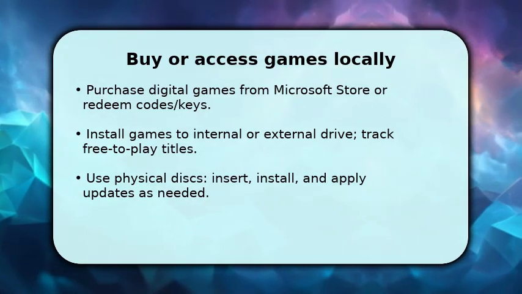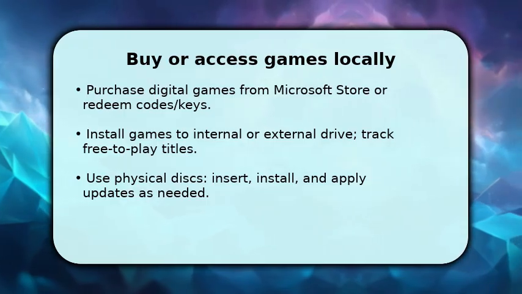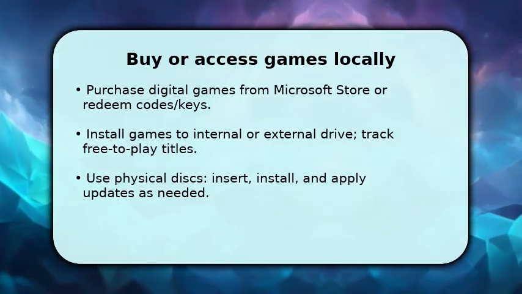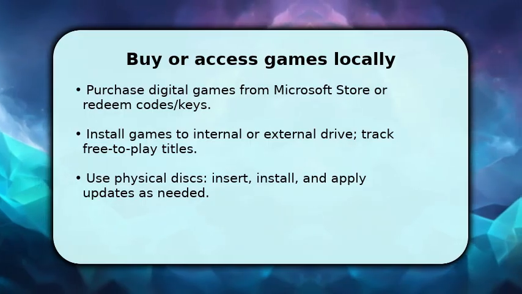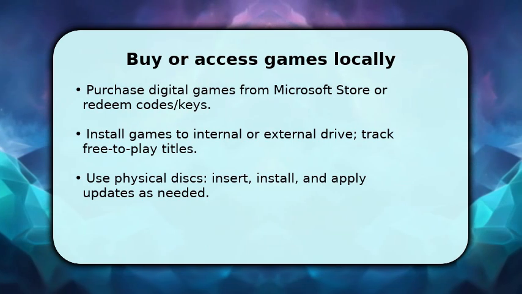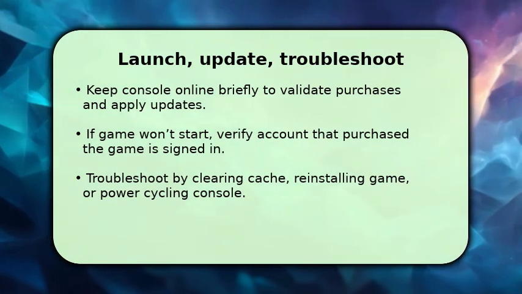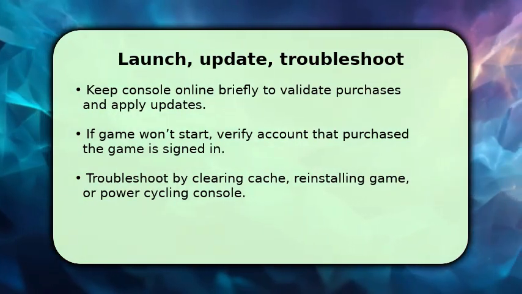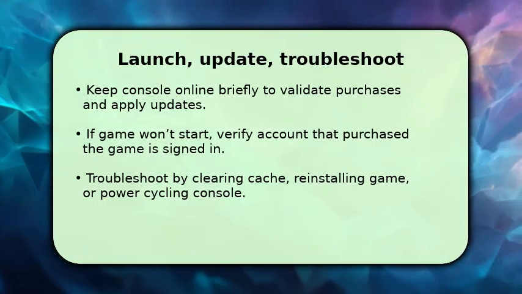For free-to-play games, just download and sign into the publisher account if required. Make sure saved data and cloud sync options are set so you don't lose progress. Finally, validate and play. Connect online briefly to confirm purchases and download final updates, then you can play offline.